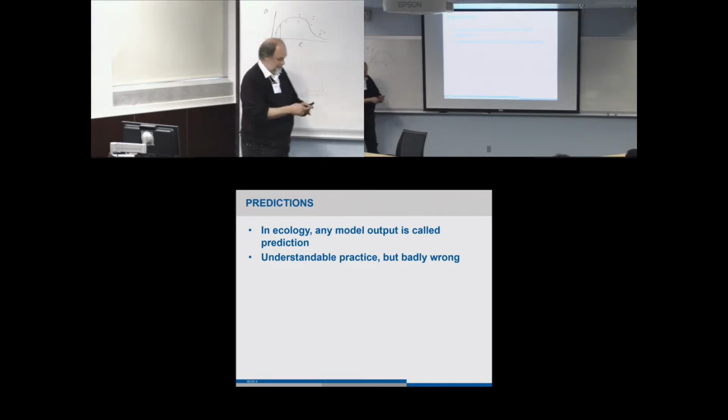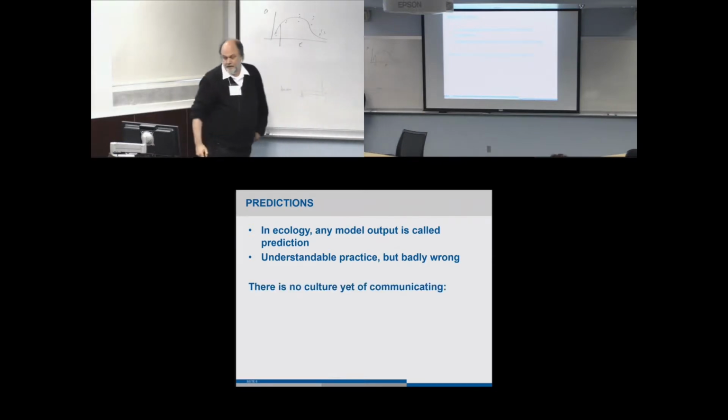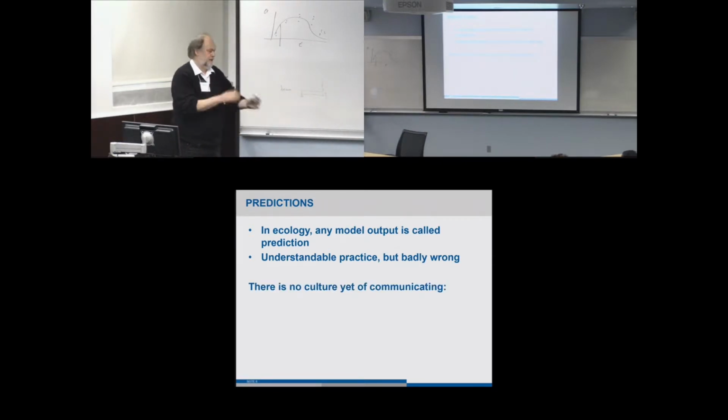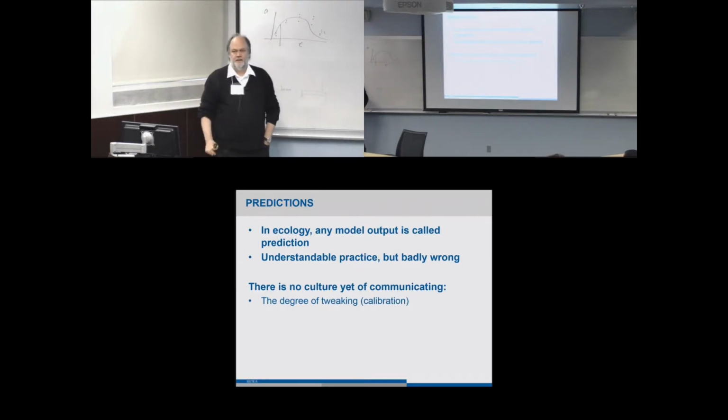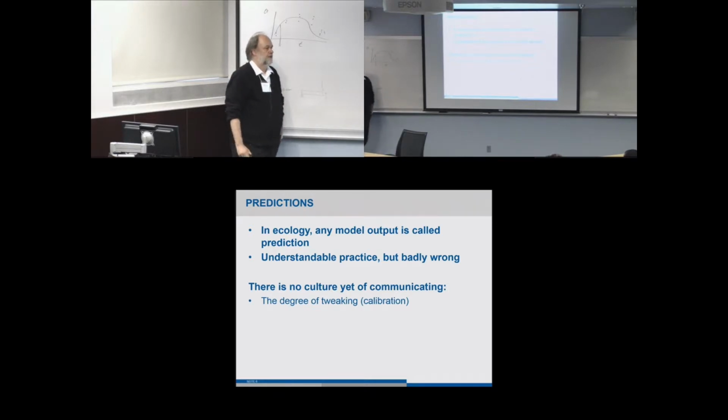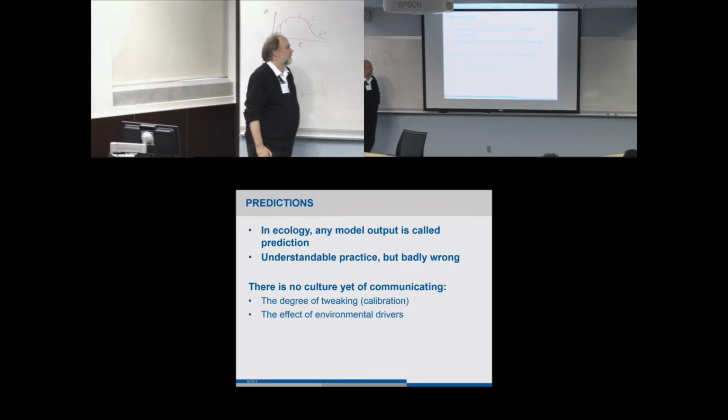And very often it is not. There's no culture yet of communicating to what degree you have calibrated your model. As we all know, modeling always includes some tweaking and calibration. There's no way around it. But this could be just a fit, right? You could have 10 parameters and be completely fitting the entire parameter set. This is nice to have and useful for certain purposes, but this is not a prediction, right? This is a fit. And this distinction very often is not made.